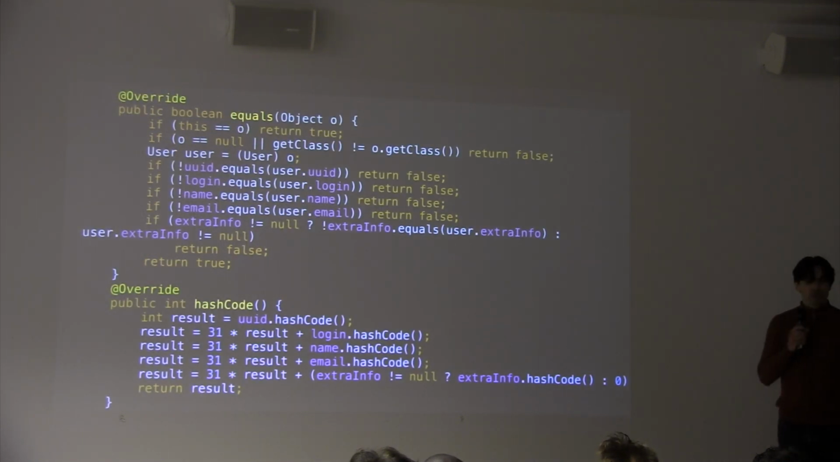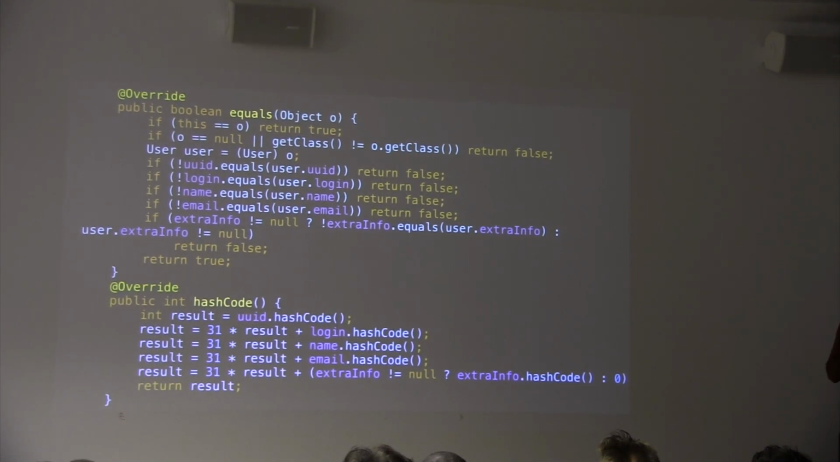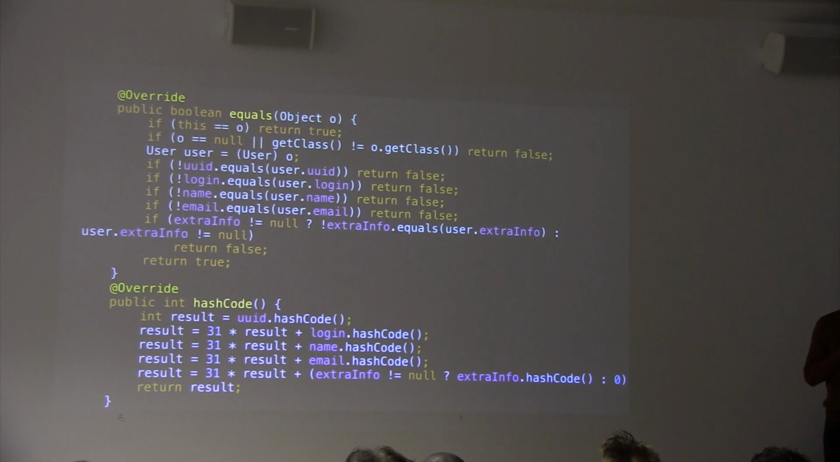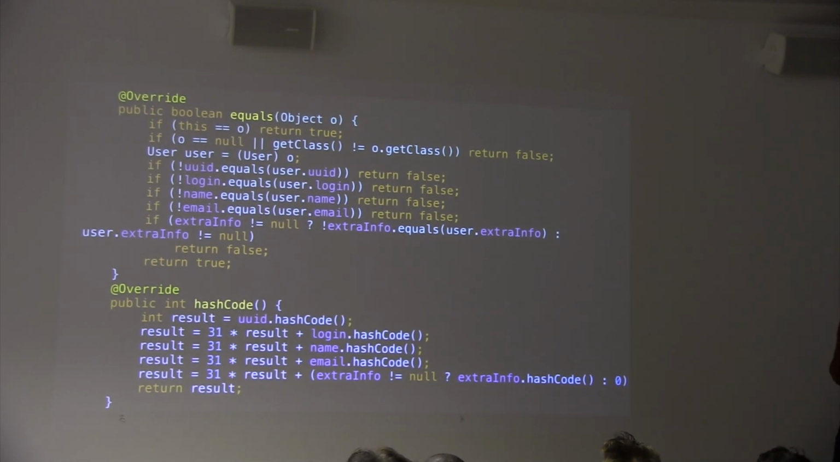In addition, if we really want to make comparisons of two different instances of this user, if they have the same information, we need to override equals and hashCode. Most IDEs today provide ways to generate this for us, so there are automated ways to insert this code into our user class. This is basically like two clicks in an IDE to generate this for us, but we still need to do it for every value class that we are creating in our project.